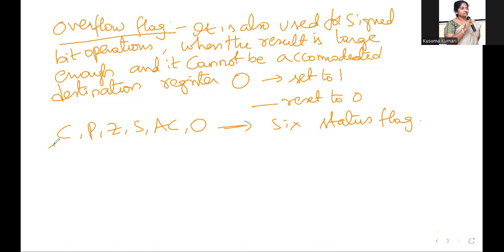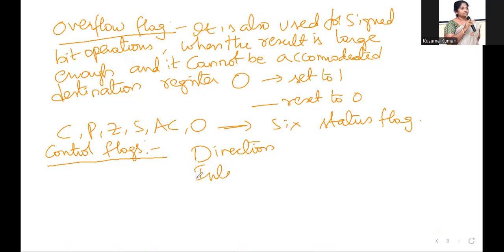Next one is the control flags. Already I told you, processor control flags. Okay. So what are those? That is the direction flag, the interrupt flag, and the next one is the trap flag. So now what are the direction flag, interrupt flag, and the trap flag?